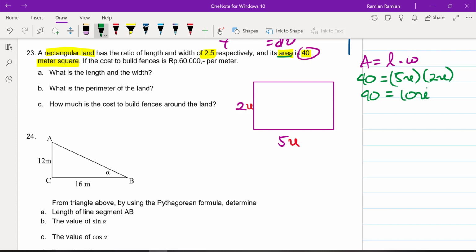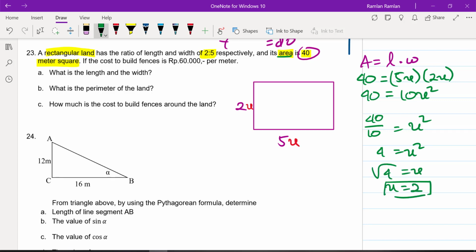So there will be 10x squared. Okay, and then let's divide both sides by 10. Right, divide both sides by 10, you will get 40 divided by 10, and then 10 divided by 10 is just 1, there will be x squared. So 4 equals x squared, and then square root both sides, we get the square root of 4 equals x, and x equals 2.